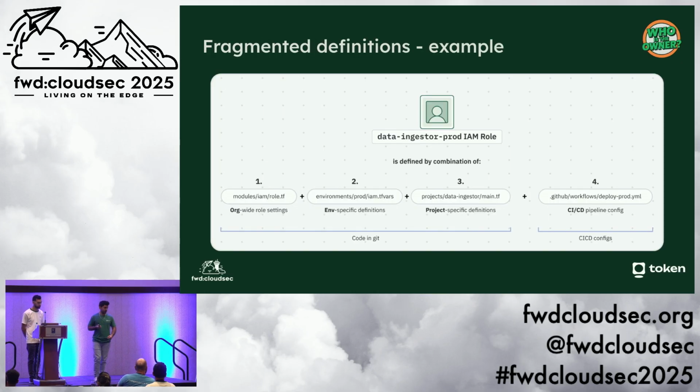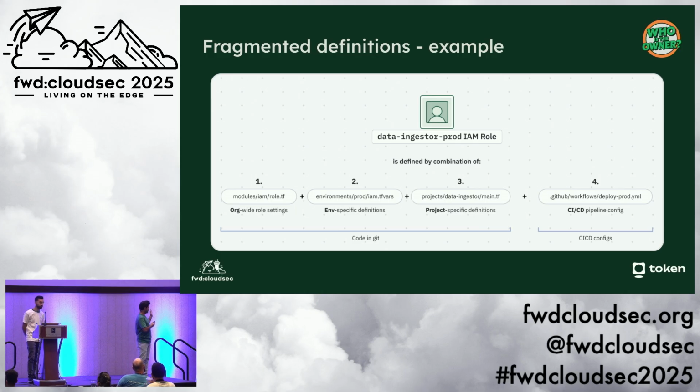If we look at this example, we can see that this data ingester production IAM role is being created by a few different files. The first one would be the module file that creates roles. The second one would be something that is relevant to the environment that you're creating. If you're creating a production environment, staging environment, dev environment, you want different things to use the same module to avoid code duplication. And you have the main project Terraform file that is declaring this identity.